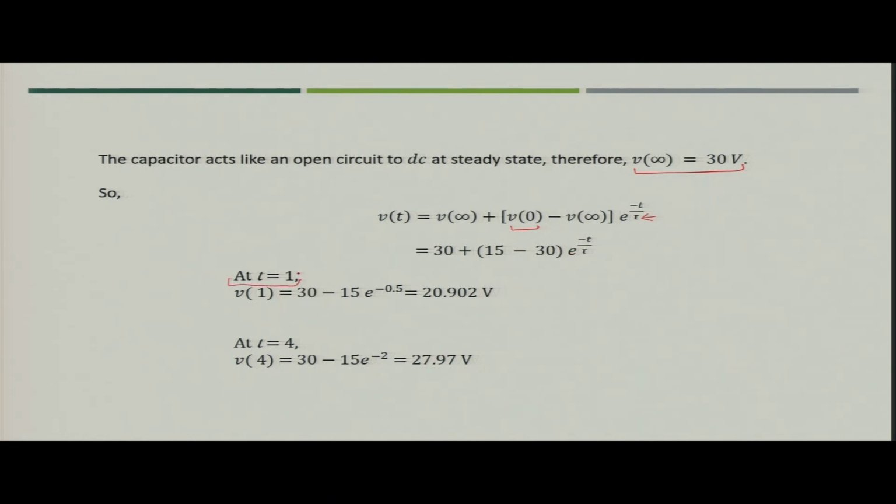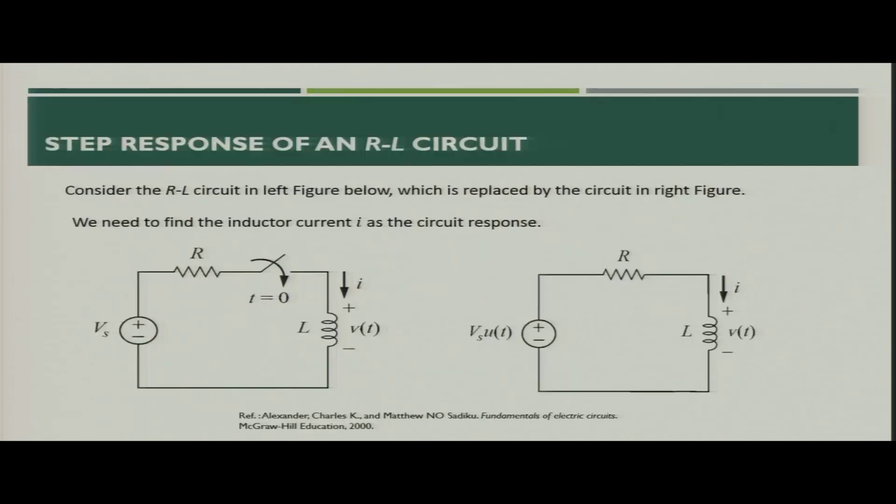Now, at time t equal to 1, you put the value of t as 1, and you will get the voltage V at t equal to 1 as 20 plus 0.902 volt, and at t equal to 4, when you simplify, you will get 27.97 volt. So, we see that when time changes from 1 to 4, the voltage across the capacitor is rising, and finally, it will settle down to the steady state value, that is 30 volt.